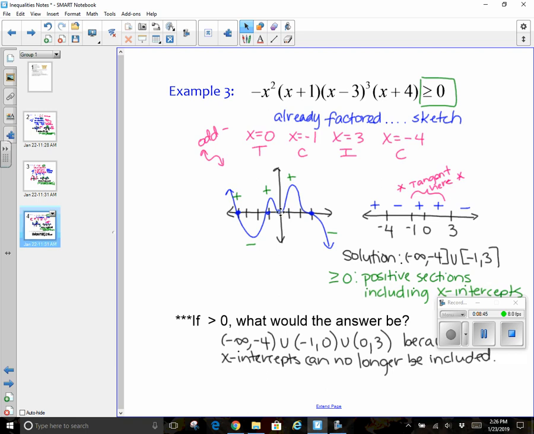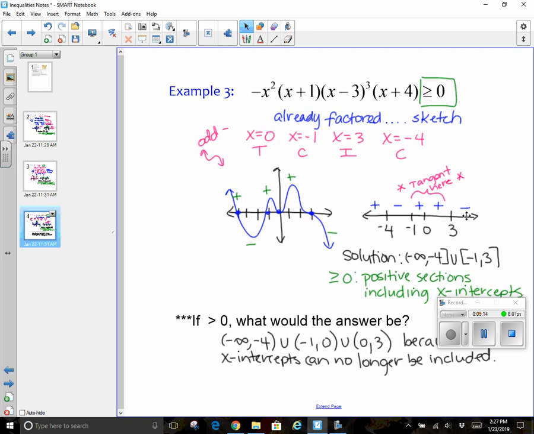Pay attention to tangents because it could stay all above the x-axis or it could all be below the x-axis depending on the sketch. So from -1 to 0 is above the x-axis, and between 0 and 3 is above the x-axis because of it being tangent. That's the only time that you should repeat a positive with a positive or a negative with a negative, when you have tangents. And then the last section is to the right of 3, and that's all below the x-axis.